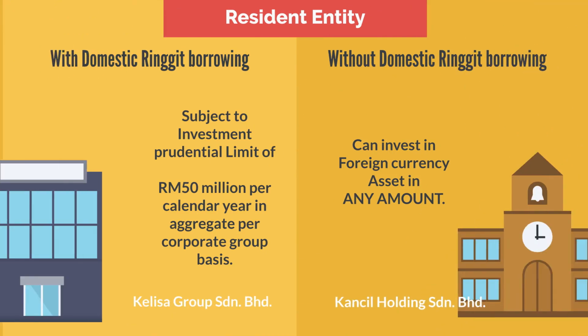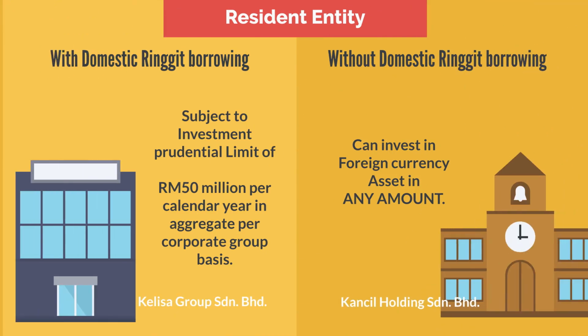A resident entity with domestic ringgit borrowing is allowed to invest in foreign currency asset up to ringgit Malaysia 50 million in aggregate per calendar year. This limit is shared between the resident entities and a group of entities with parent-subsidiary relationships. Whereas, a resident entity without domestic ringgit borrowing is allowed to invest in foreign currency asset in any amount.